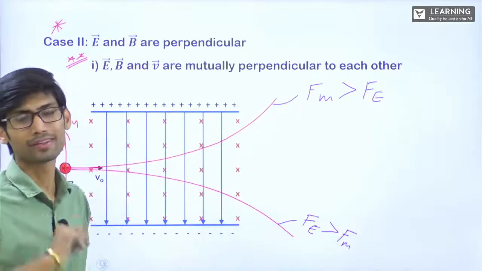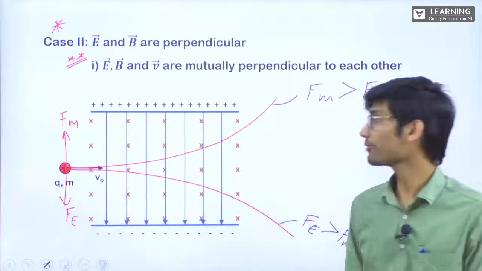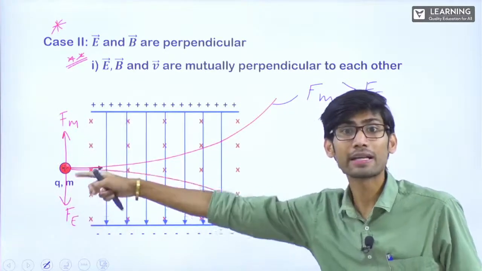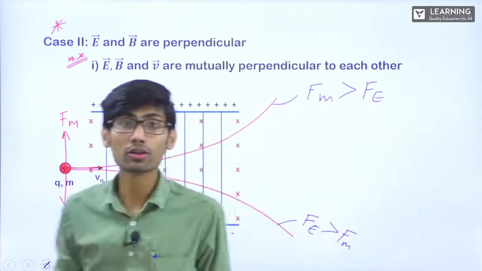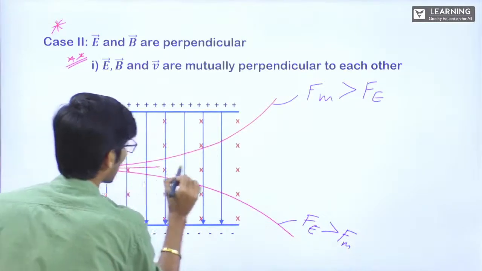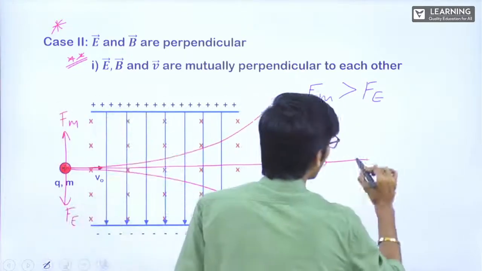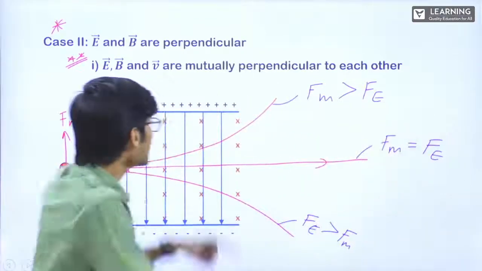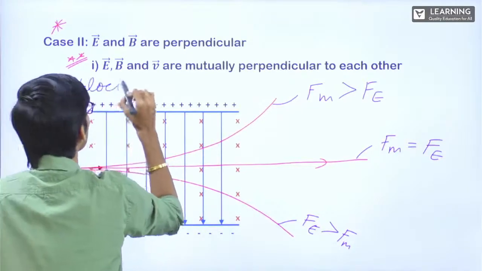Alright. But what if Fm and Fe are equal? If Fm and Fe are equal, both will cancel out each other. The particle will have only one velocity, that is V naught in the straight, horizontal direction. The particle will go undeflected, and this will happen when Fm is equal to Fe. This particular setup, this particular apparatus, is known as a velocity selector.